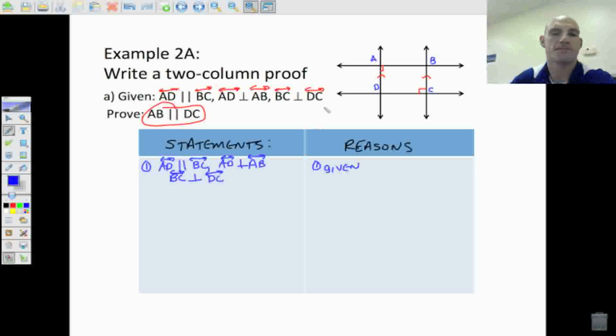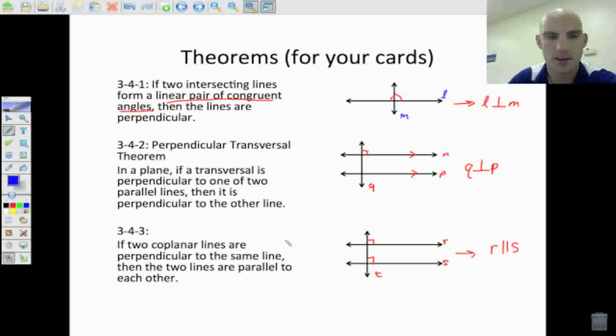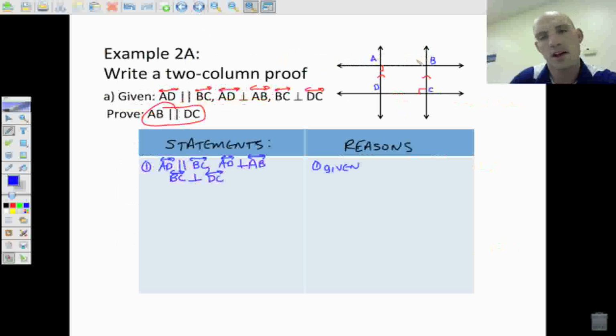Let's develop a strategy. If I'm looking at this, I have parallel lines here, for sure. But remember, I've got this theorem back here that talks about if two coplanar lines are perpendicular to the same line, then the two lines are parallel to one another. Okay? So here's a transversal that is perpendicular to two different lines. So these R and S are perpendicular or parallel. I'm going to try to use the same sort of thing here when I say I want AB and DC to be parallel.